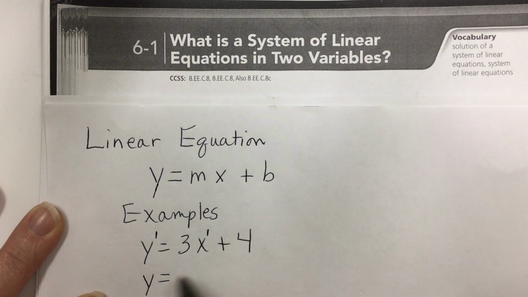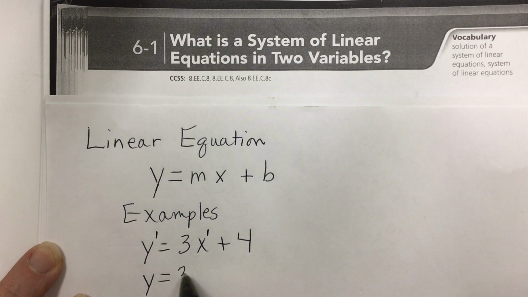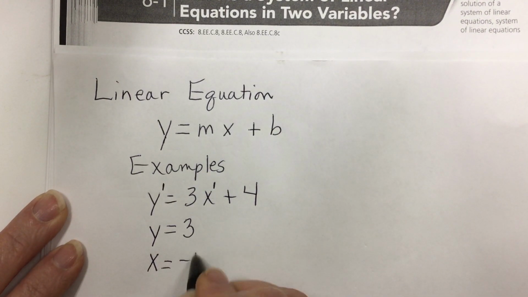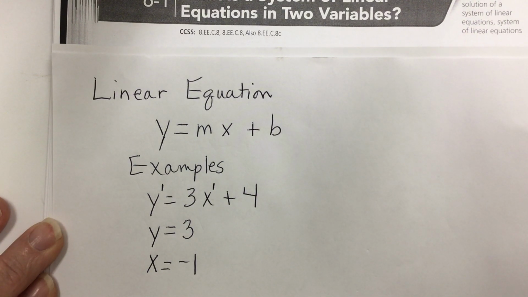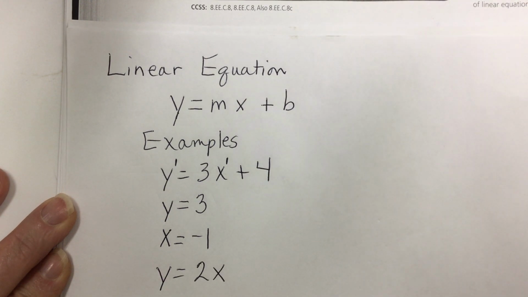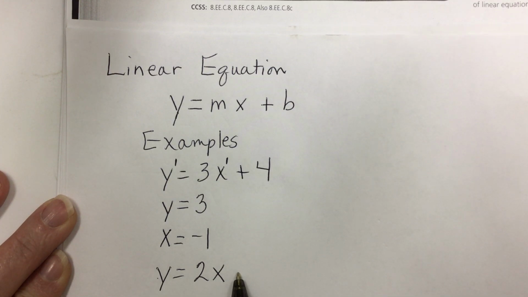This is an example of a linear equation. y equals 3. You can have just a y and just an x. But again, the variables have to be raised to the first power. You can have x equals a number. That is a linear equation. You can also have y equals 2x and not have the b. That could also be a linear equation. This is y equals mx. The b actually would be plus 0. So these are examples of linear equations.